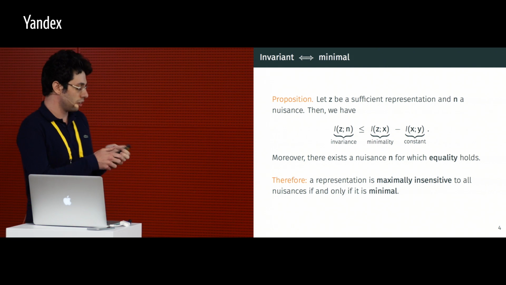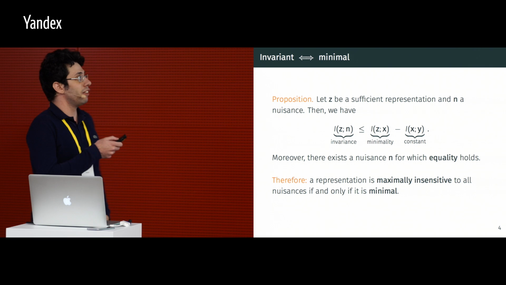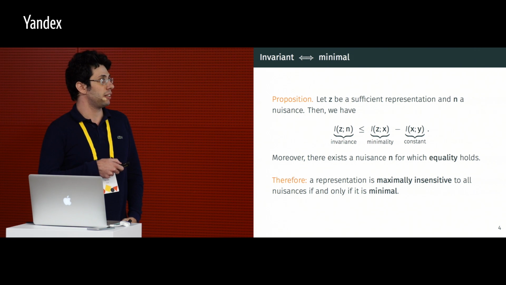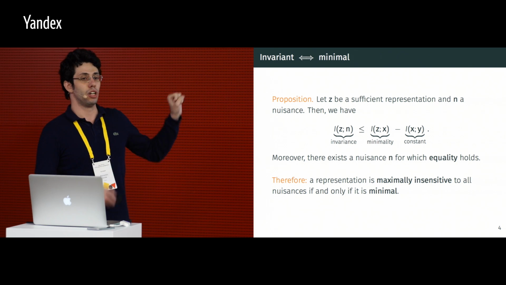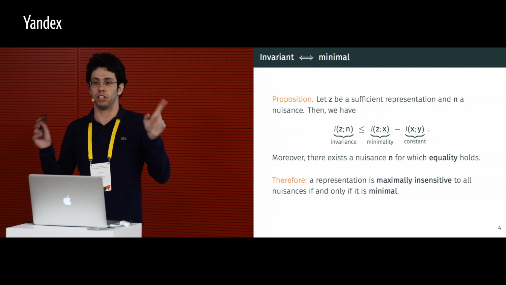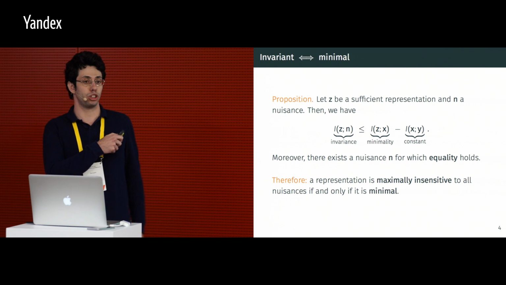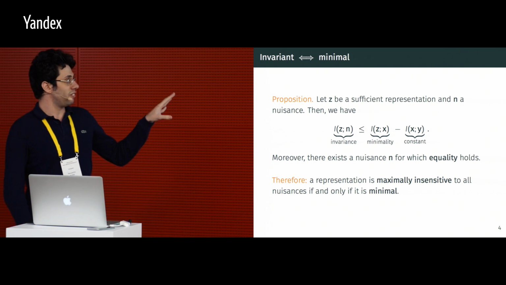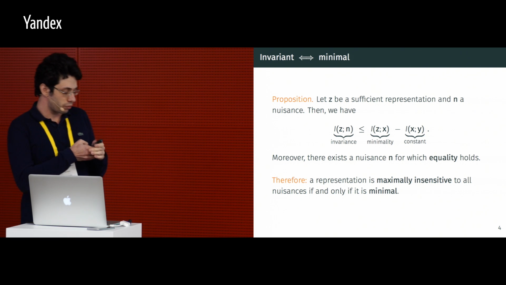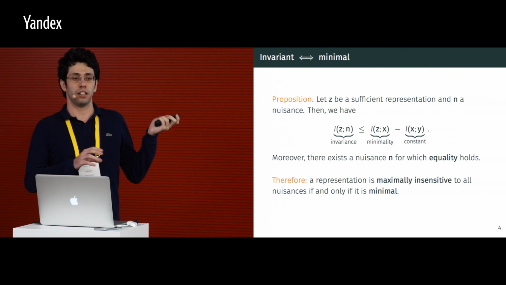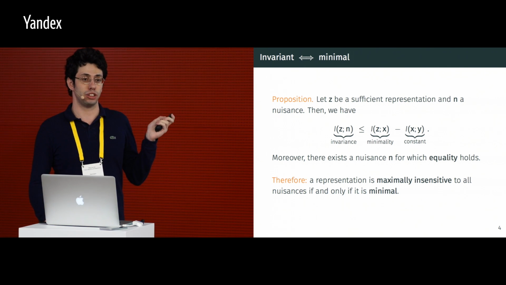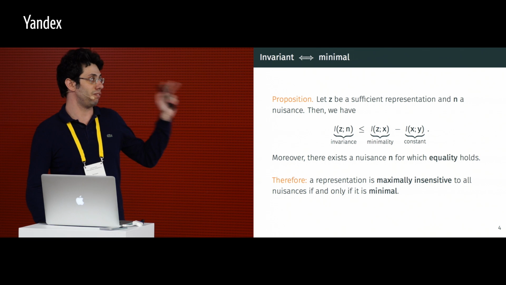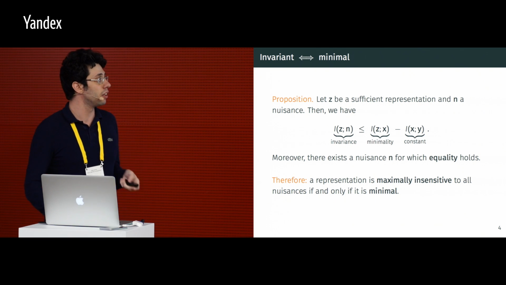To be precise, we can prove that given any nuisance n, the degree of dependence between the representation z and the nuisance is upper bounded only by the minimality of the representation. Moreover, there always exists a particular nuisance affecting the data for which equality holds. This means that the only way I can learn a representation of the data which is invariant to all the nuisances is that I learn a minimal representation of the data.